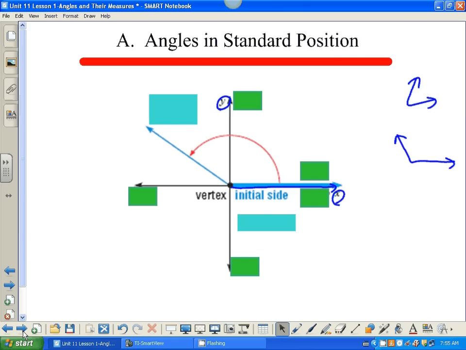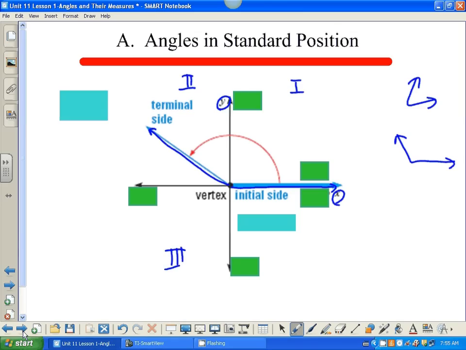Then the terminal side, and think about terminal. Terminal is where something ends. Where it ends can be someplace lying in the quadrant. So in this example, I have it lying in the second quadrant. As a reminder, here's your first quadrant, your second quadrant, your third quadrant, and your fourth quadrant. The vertex is always located at the origin. And this is what makes something an angle in standard position.